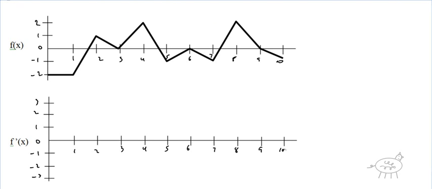From 0 to 1, what's the slope? Don't look at negative 2, look at the slope. The slope is 0. From 1 to 2, it's up 3 over 1, so the slope is 3. From 2 to 3, it's down 1, so the slope is negative 1. From 3 to 4, it's up 2 over 1, so its slope is 2.